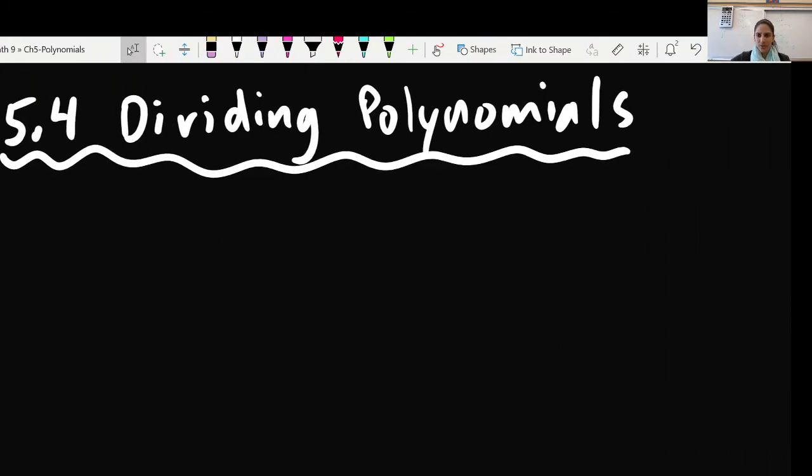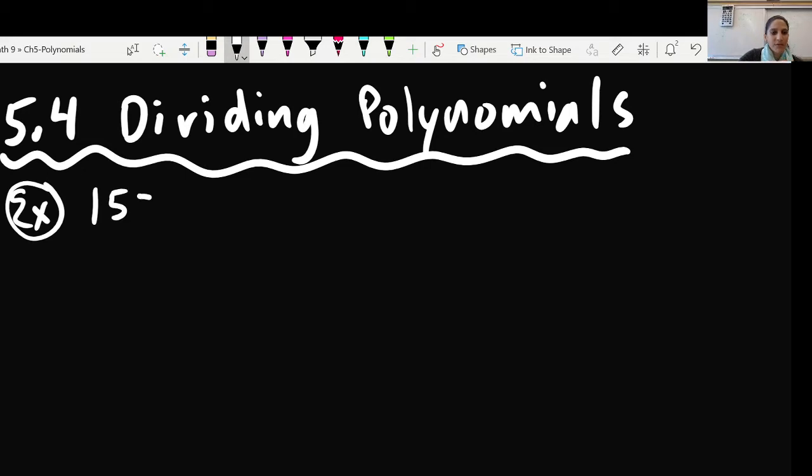Hi everyone, we're doing 5.1, which is dividing polynomials. This is the last section from this chapter, and I think you'll find it to be fairly straightforward. It sort of follows the same pattern as what we've been using for multiplying polynomials and adding and subtracting. So let's dive right in with some examples.